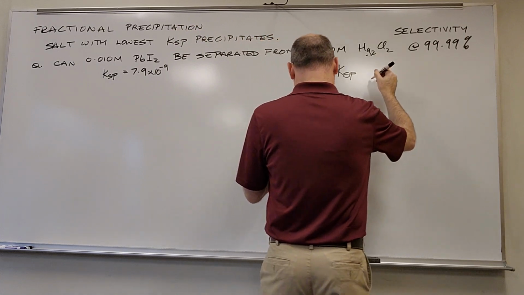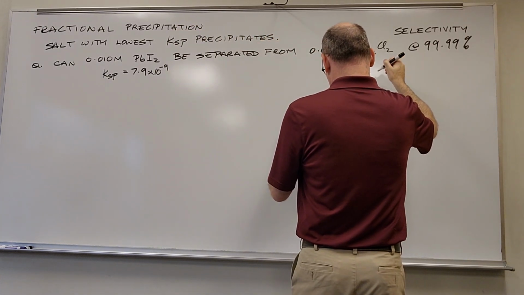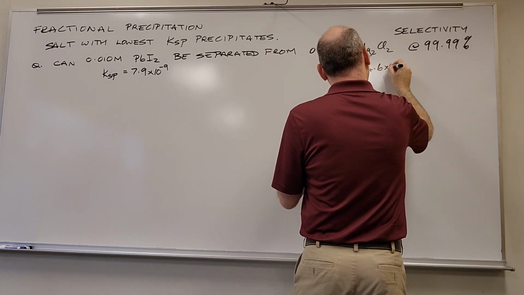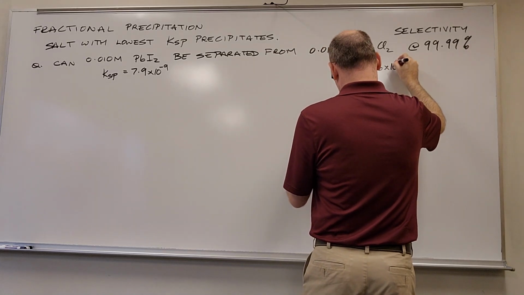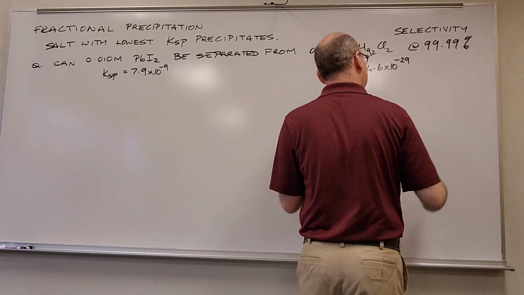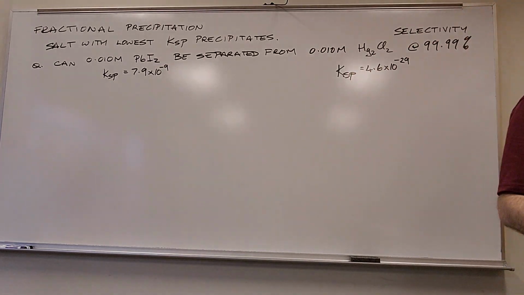KSP for mercury iodide is 4.6 times 10 to the -29. Yes.